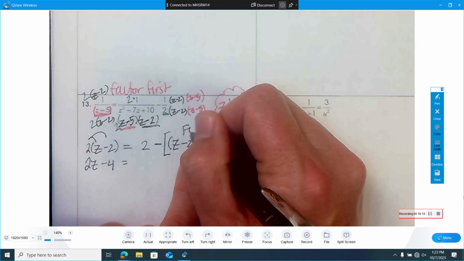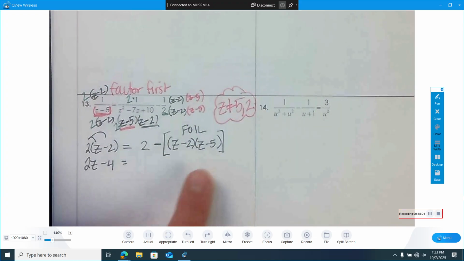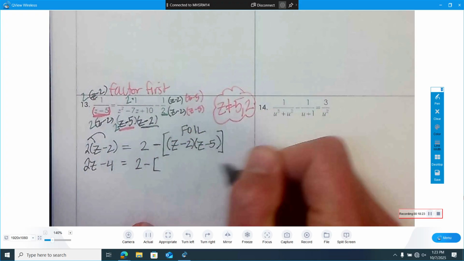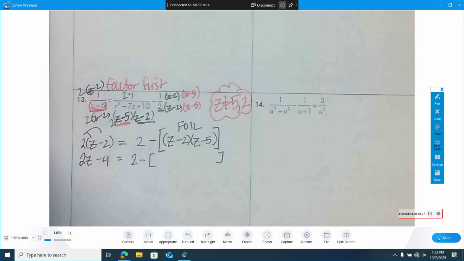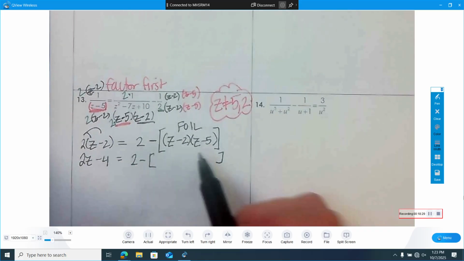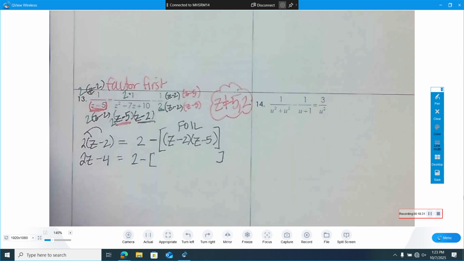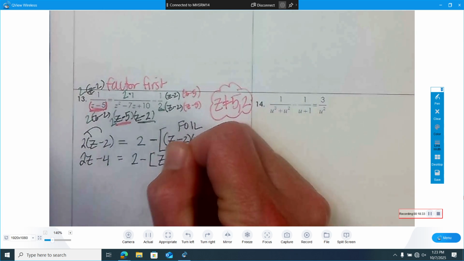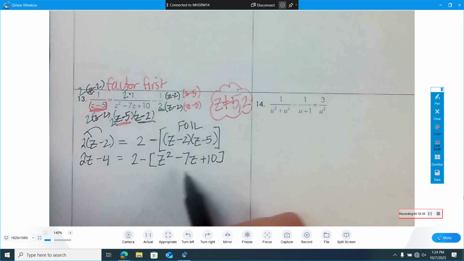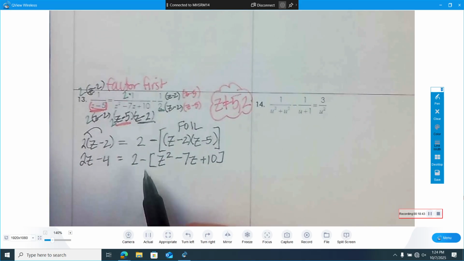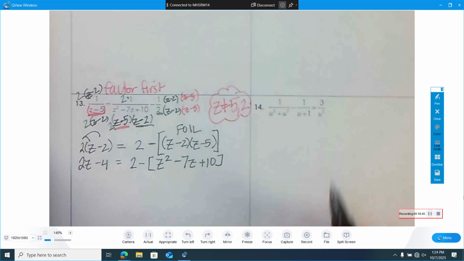FOIL, yep. Got to FOIL that out. I'm using brackets because that negative changes everything behind it. All right, what do I get when I FOIL my bubbles together? Minus 7z plus 10. Very good. Negative 5z and negative 2z gives us our negative 7z. And then what do I need to do with my negative?